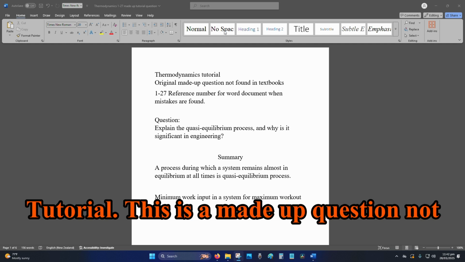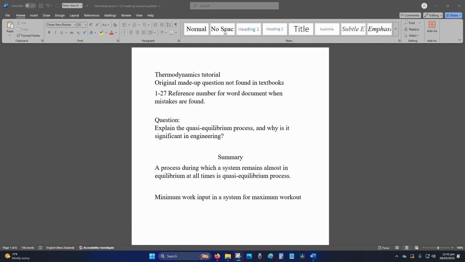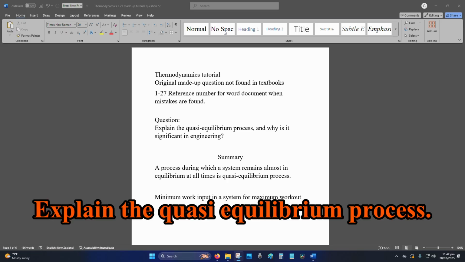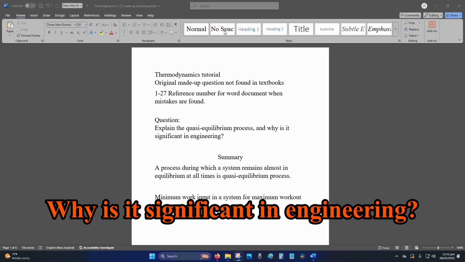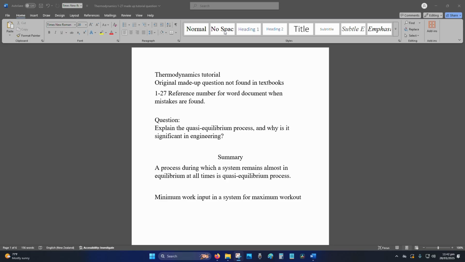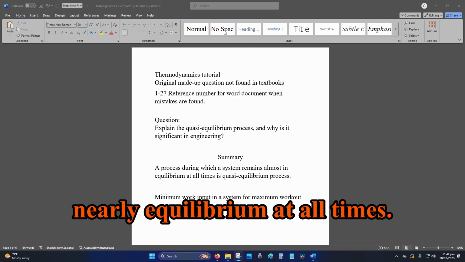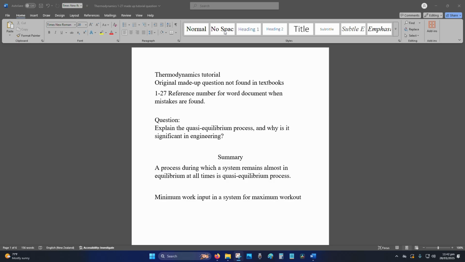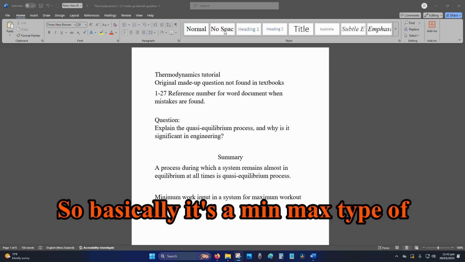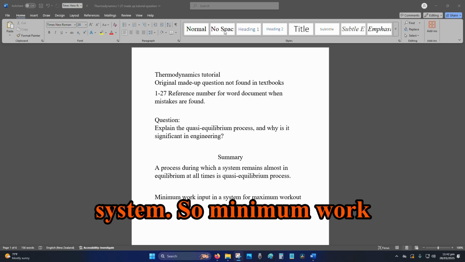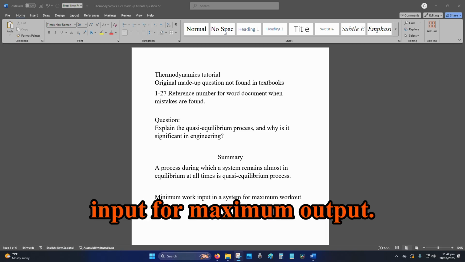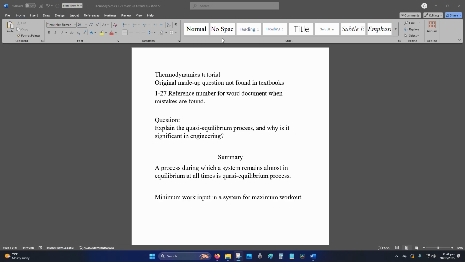This is a made-up question not found in your textbooks. Explain the quasi-equilibrium process. Why is it significant in engineering? So a quasi-equilibrium process is when it's nearly in equilibrium at all times. So basically it's a min-max type of system. So minimum work input for maximum output.